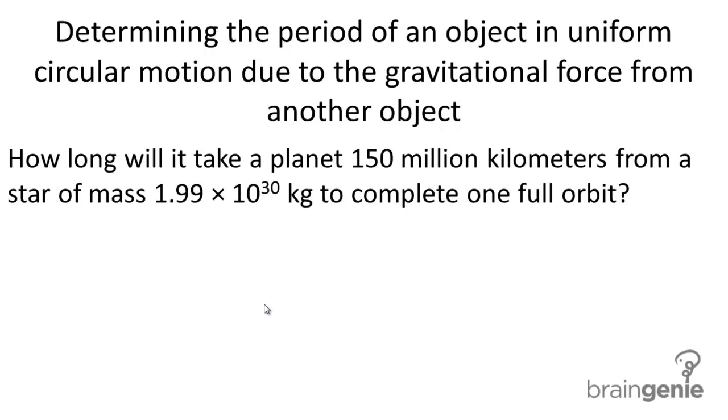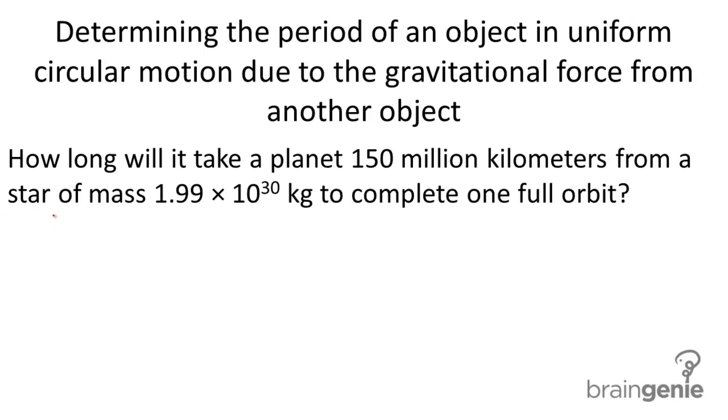Determining the period of an object in uniform circular motion due to the gravitational force from another object. How long will it take a planet 150 million kilometers from a star of mass 1.99 times 10 to the 30th kilograms to complete one full orbit?